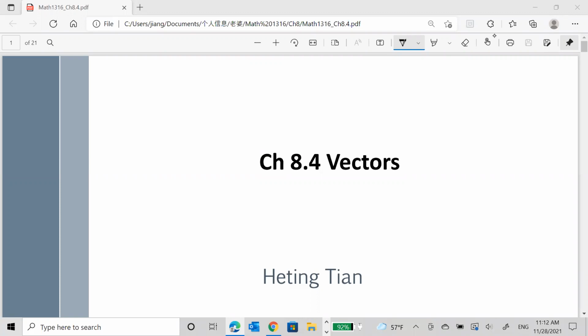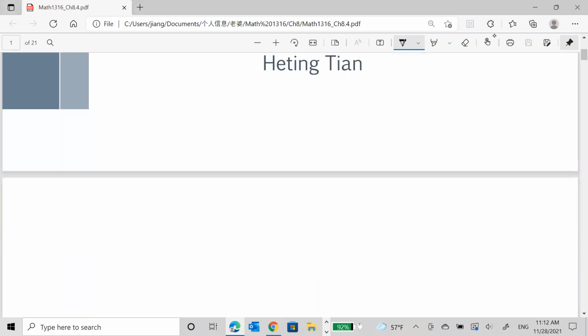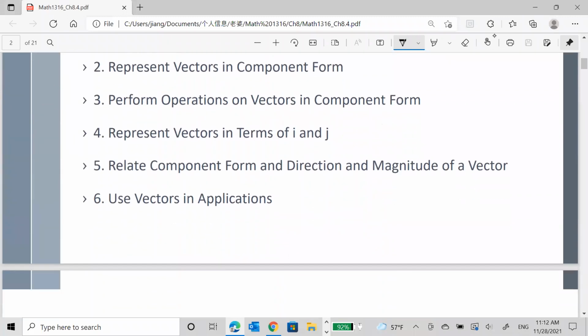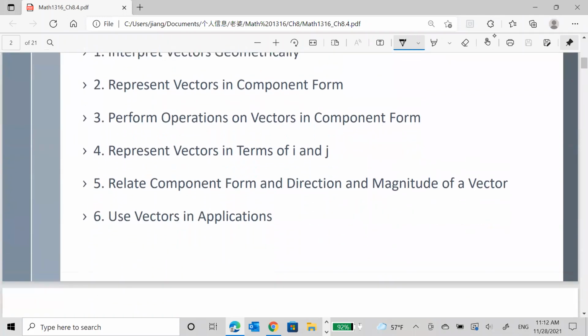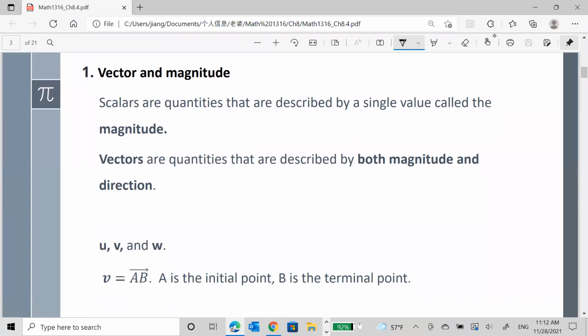In this lecture, let's learn Chapter 8.4, Vectors. We are going to learn six objectives. The first one, let's learn vector and magnitude.